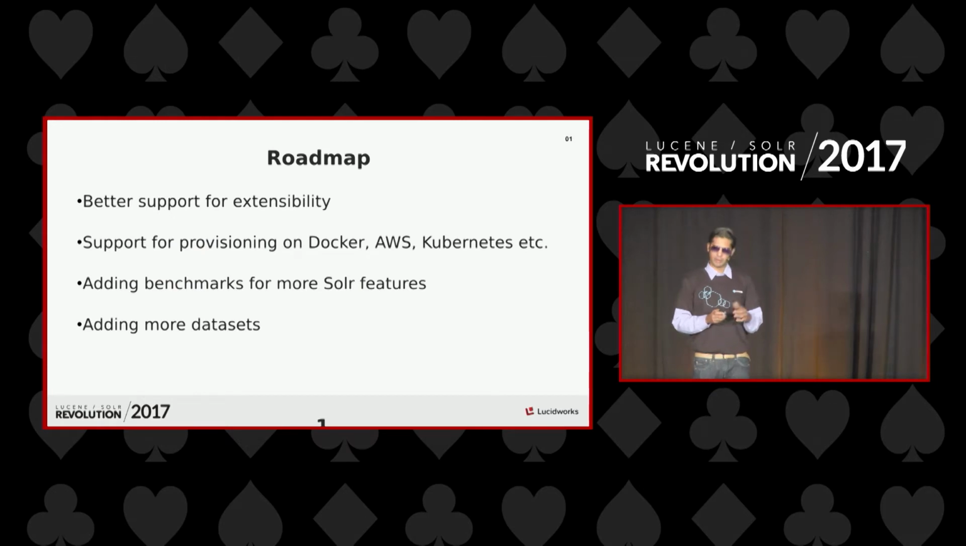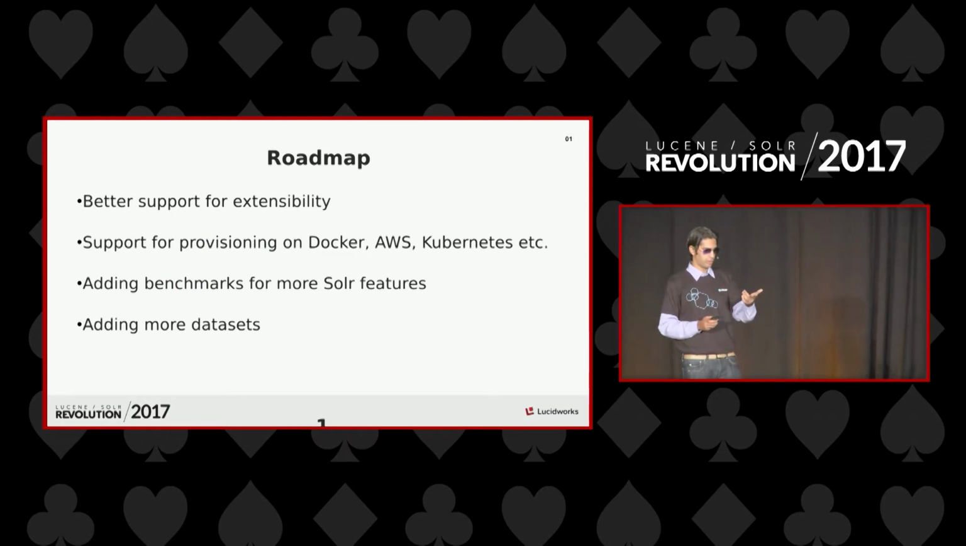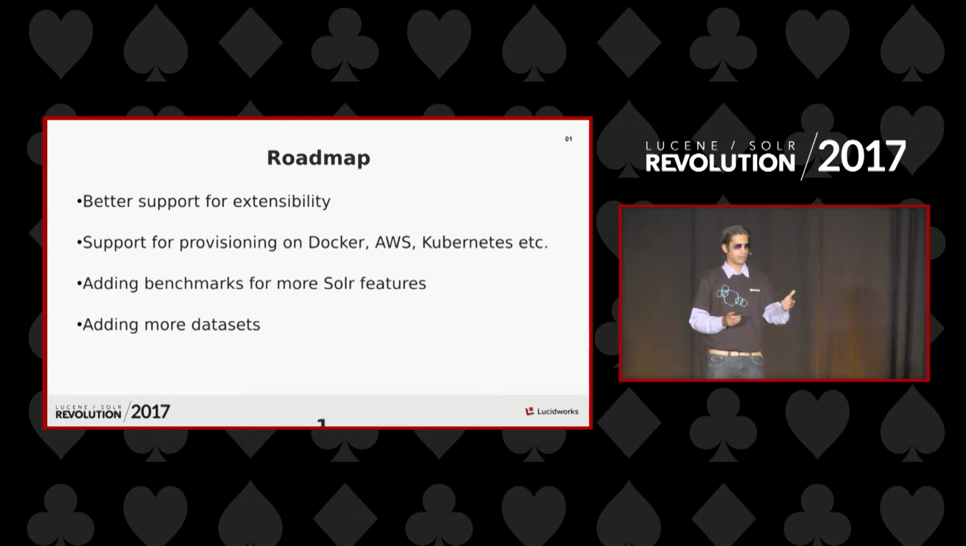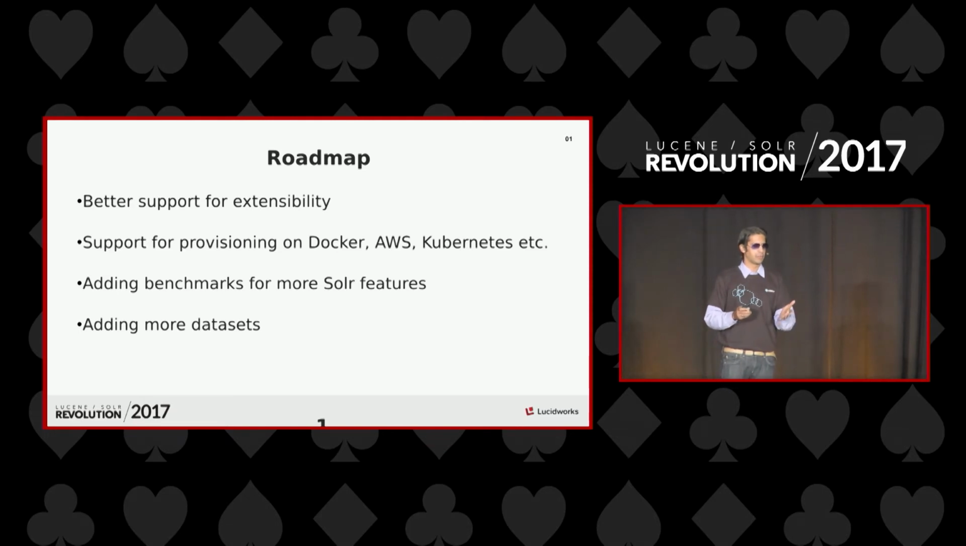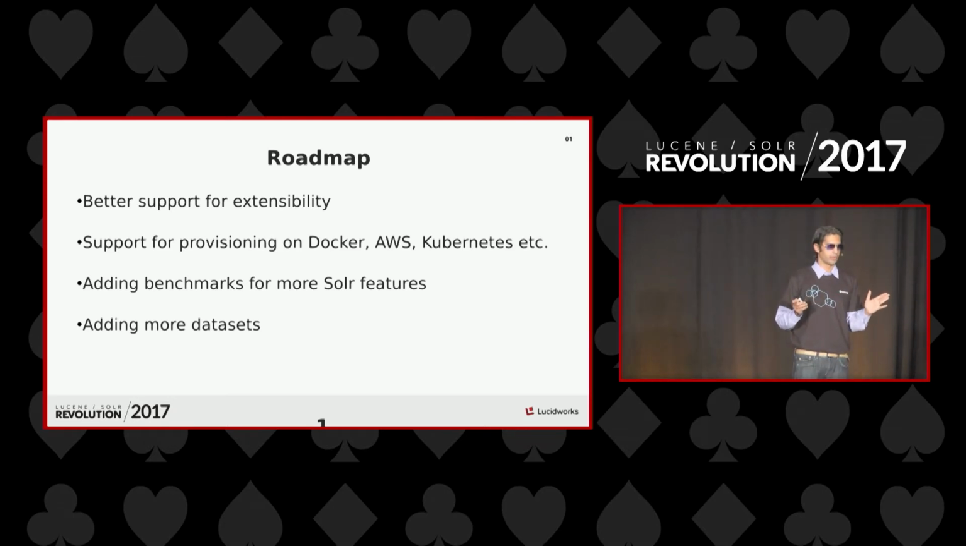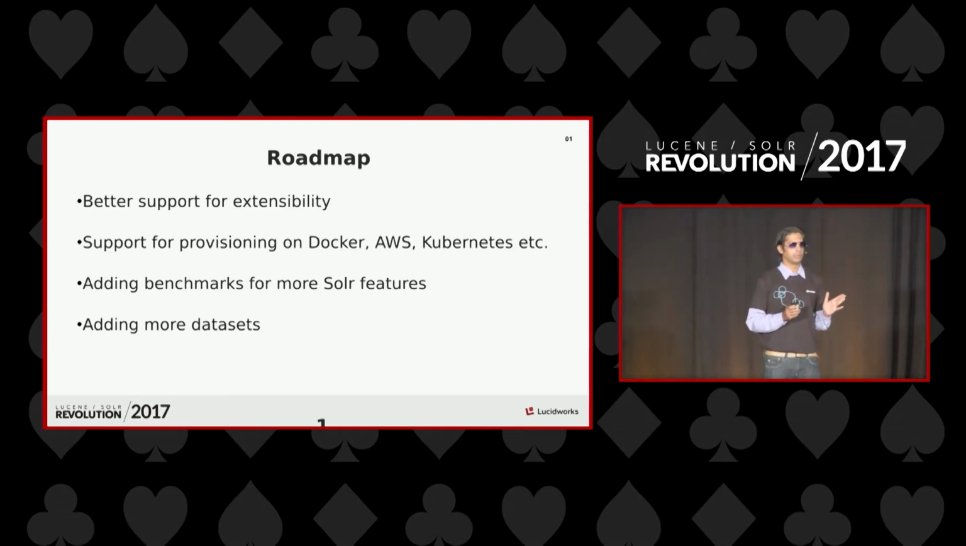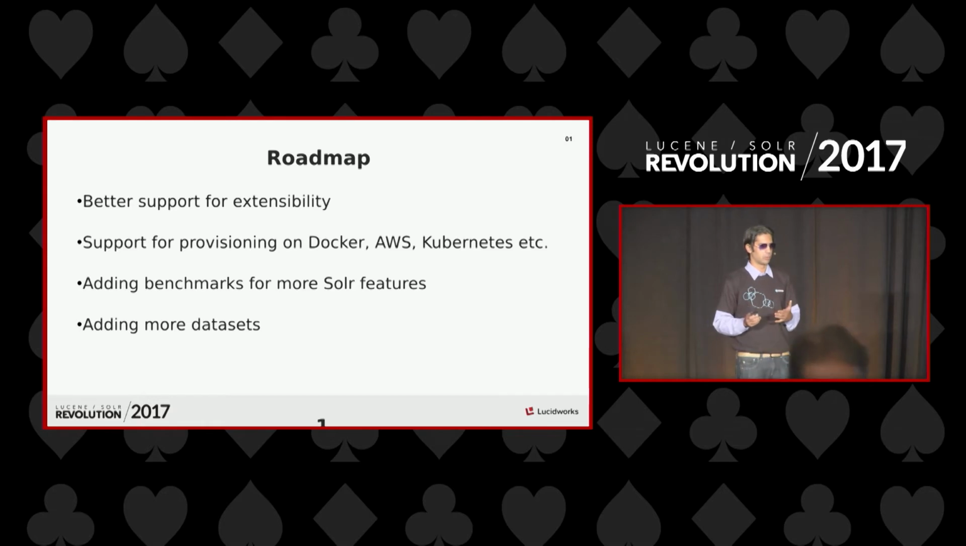Next up is the roadmap. So better support for extensibility is something that I just talked about, having it as configurable as possible. We could always do much better than what we already have. The second thing that is a bit interesting for not just Solr developers or Solr committers and contributors, but also companies who are running on Docker or AWS or Kubernetes.